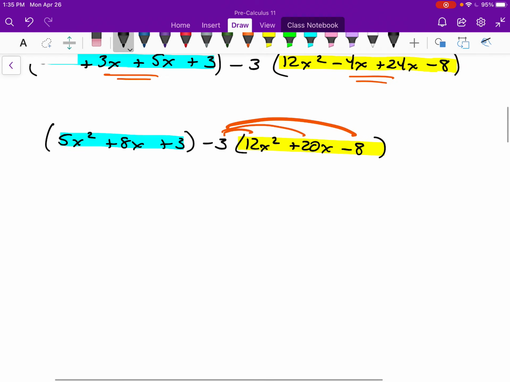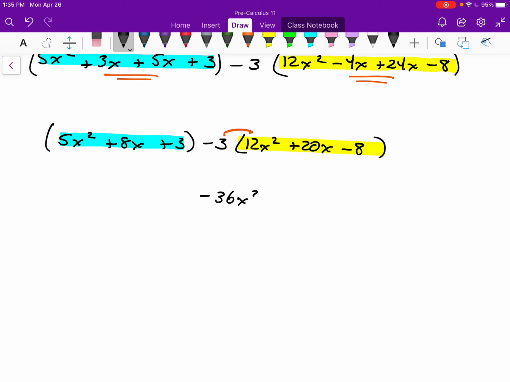And so negative 3 times 12x squared, I'll do this one at a time, negative 36x squared. Negative 3 times positive 20x, negative 60x. And negative 3 times negative 8, positive 24. As for what I've highlighted in blue, well, I haven't done anything with it. I don't need those brackets. Those brackets around it are doing nothing. There's nothing being multiplied to it. So I'll just copy this out, 5x squared plus 8x plus 3.